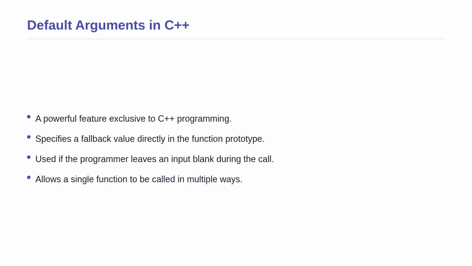Moving beyond standard C, let us explore a powerful feature exclusive to C++ called default arguments. A default argument is a fallback value specified right in the function prototype. Imagine ordering a coffee. If you do not specify the sugar, the barista adds 1 spoon by default. Similarly, if a programmer forgets or chooses not to provide a specific input during a function call, the compiler automatically uses this fallback value. This makes your functions incredibly flexible and significantly reduces repetitive coding.